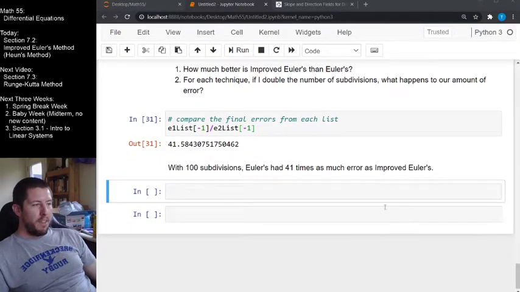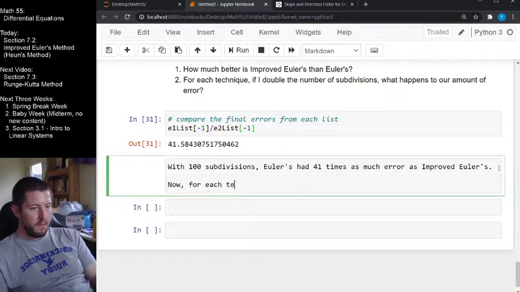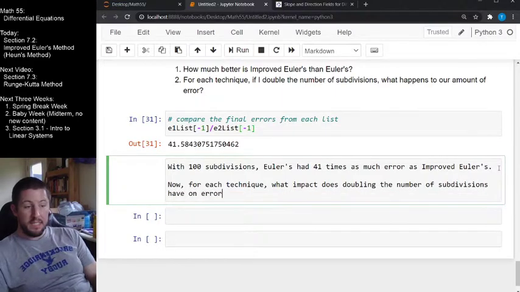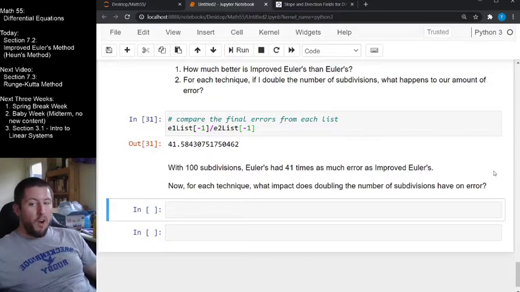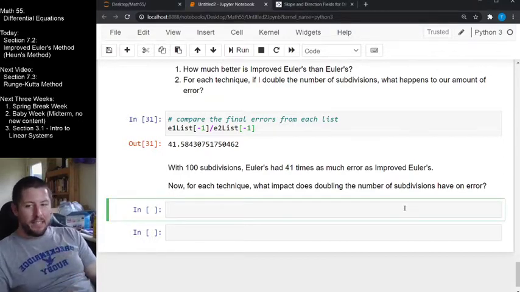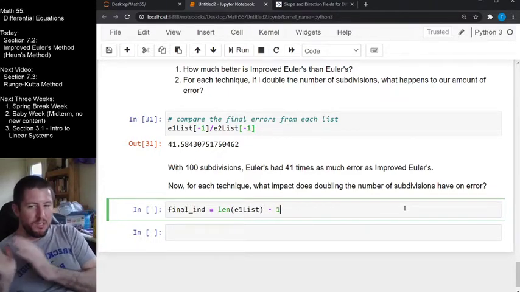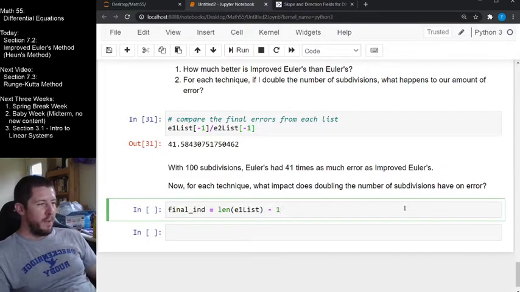Here is the much more important part of this. For each technique, what impact does doubling the number of subdivisions have? This is the big question right here. That's really a primary takeaway from this whole chapter. So check this out. What I'm going to do is get some indices of some values. I'm going to call final end my final index. That's the length of the E1 list minus one, because if there's 100 things in a list, then the last thing is index 99, because it goes from 0 to 99 instead of from 1 to 100. So I have to subtract one just to make that line up.